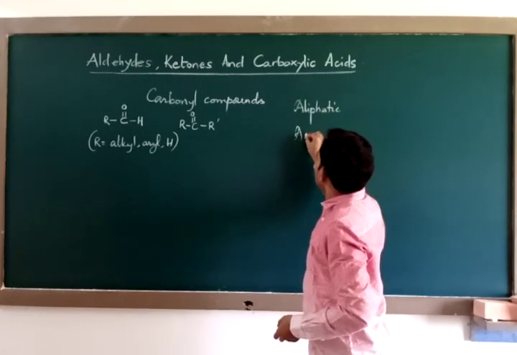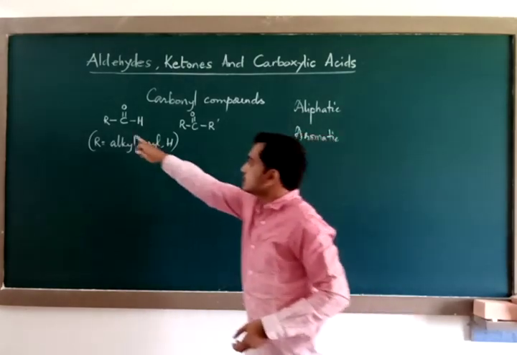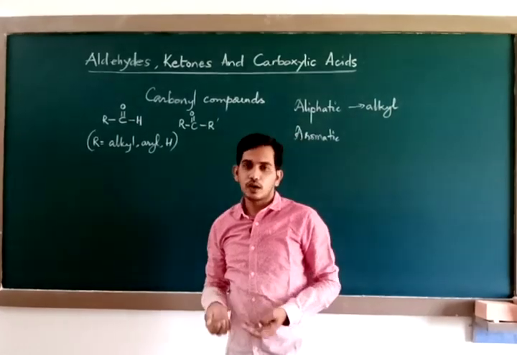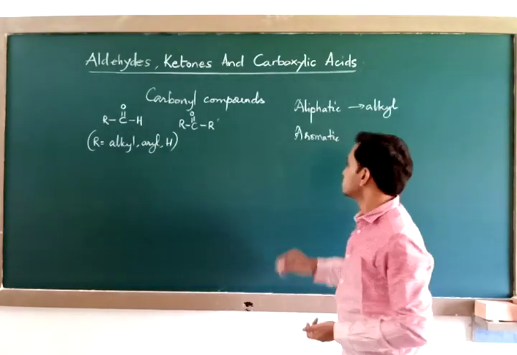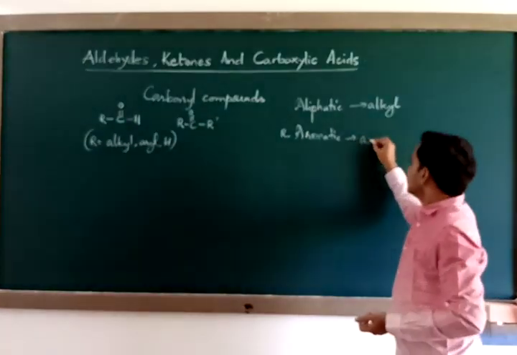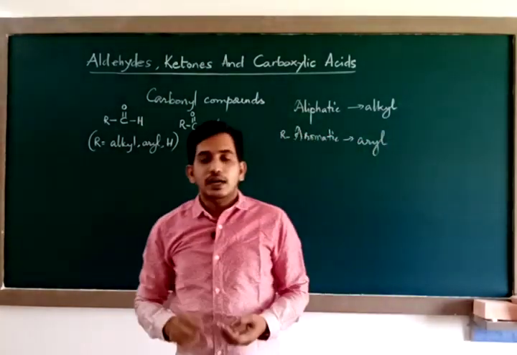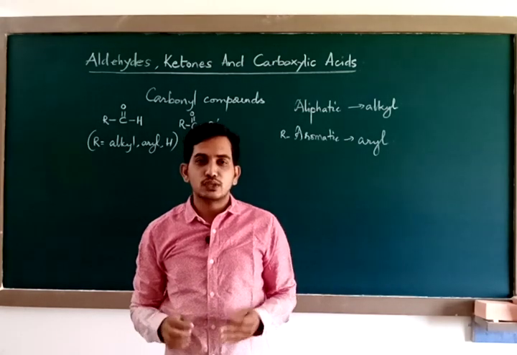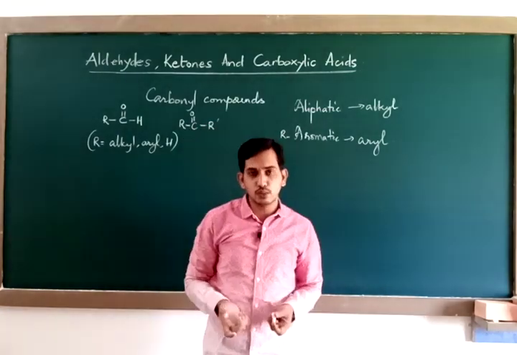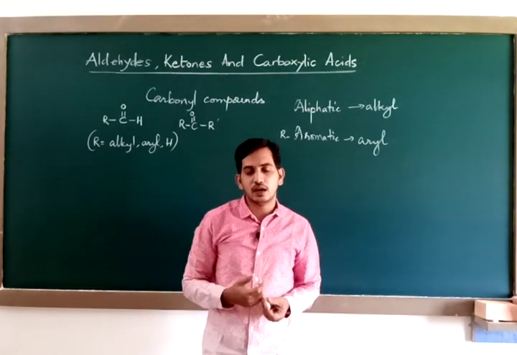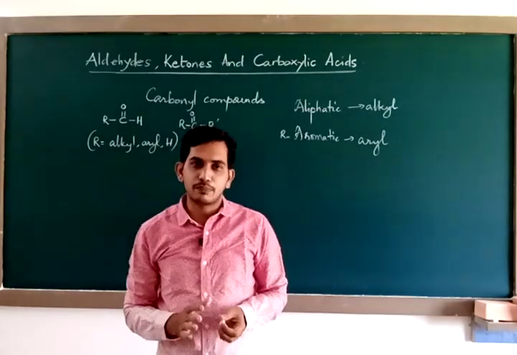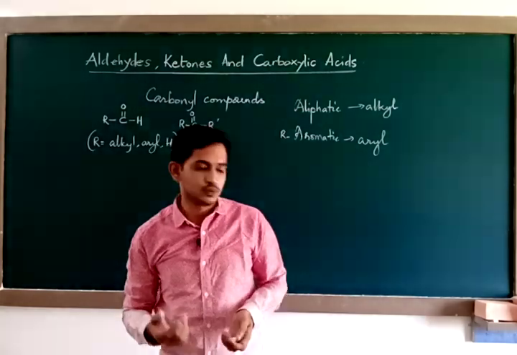If the R group attached is an alkyl group, then such aldehydes or ketones are referred to as aliphatic aldehydes or ketones. If the R is a benzene ring, then we say they are aromatic. Aldehydes and ketones are classified as aliphatic and aromatic based on the nature of R group attached to the carbonyl group. If R is an alkyl group or hydrogen, then it is aliphatic aldehyde or ketone. If R group is benzene ring, phenyl group, then we say such compounds are aromatic aldehydes or ketones.